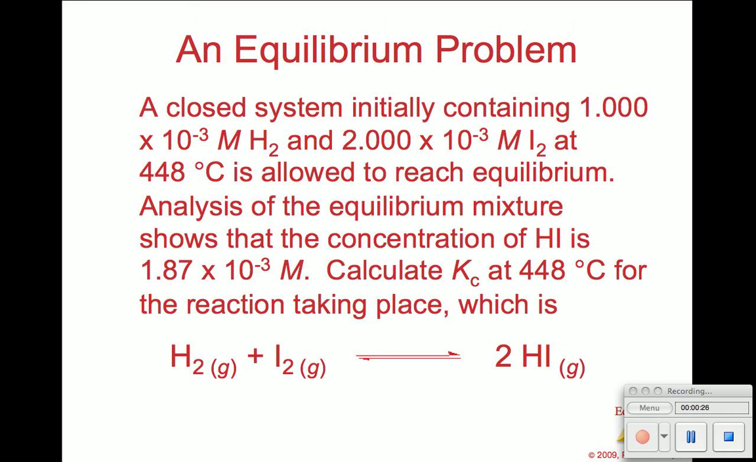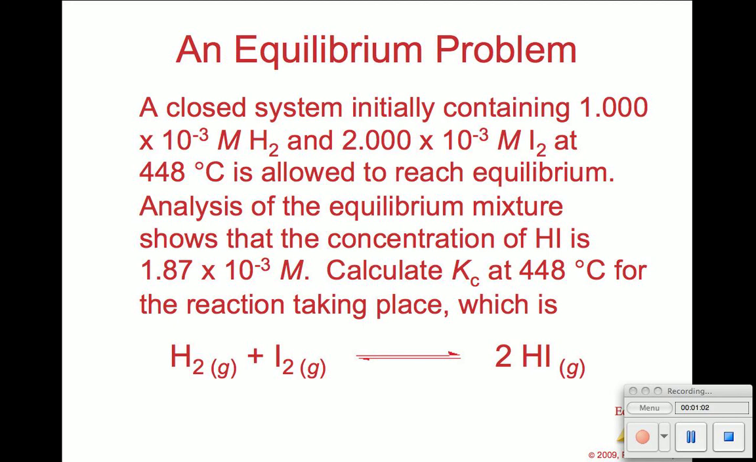Okay, so we have a closed system initially with 1 times 10 to the negative 3 molar hydrogen gas and 2 times 10 to the negative 3 molar iodine gas at 448 degrees Celsius. It's allowed to reach equilibrium, and the analysis of the equilibrium mixture shows that the concentration of HI, or the product, is 1.87 times 10 to the negative 3 molar. Now, we need to calculate the equilibrium constant at 448 degrees Celsius for the reaction taking place.